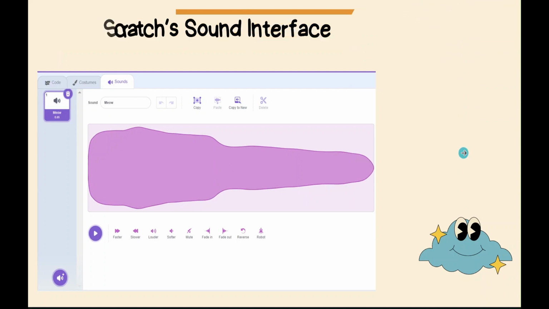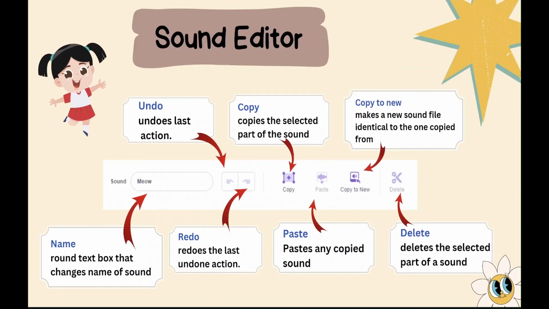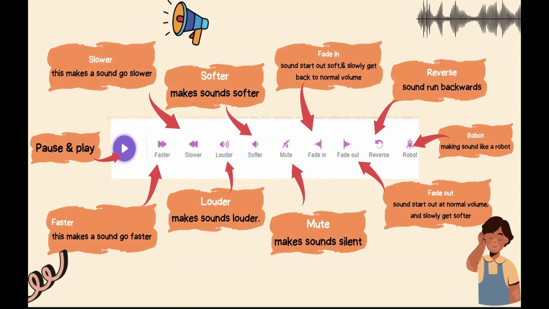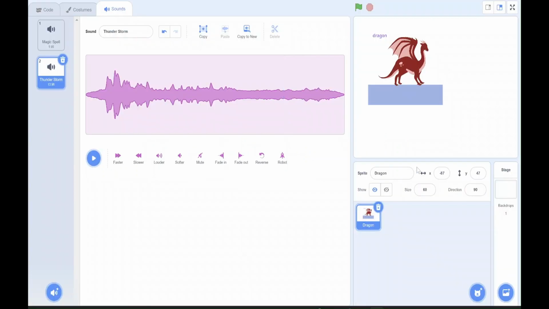just see, here we have different options available, like undo, copy, copy to new, paste. These are the options which will help you when you are going to create your different projects. There are some effects you can provide, such as faster if you want to make your sound faster, or you can slow it down. You can make it loud, soft, mute, fade in, fade out, reverse and robot. So there are different effects you can add as per your own convenience.